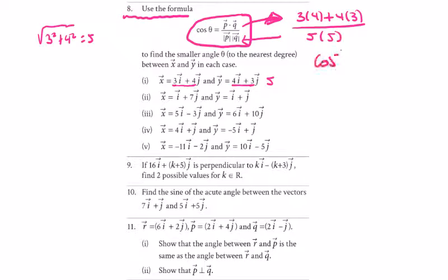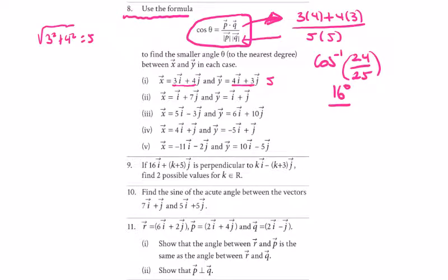So we're going to get the inverse cos on top, 12 plus 12. On the bottom, 5 by 5. And the inverse cos of 24 over 25 is just over 16 degrees. And they asked for the nearest degree here, 16 degrees for part 1.